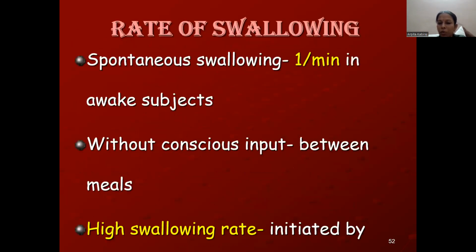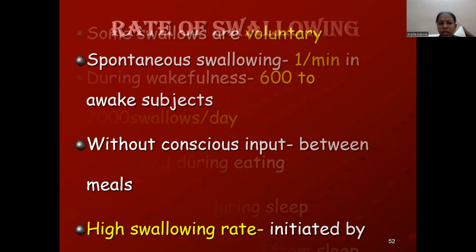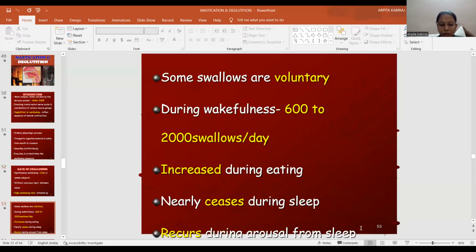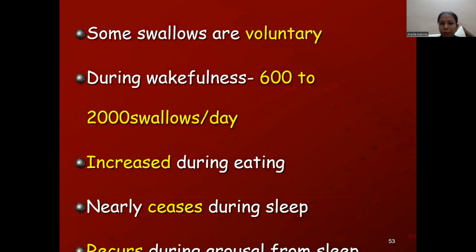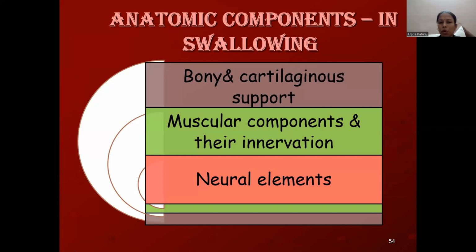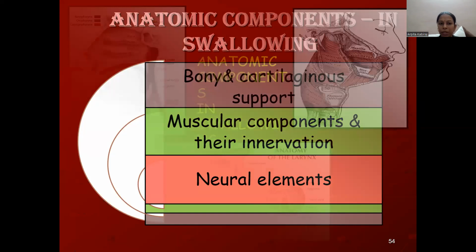The rate of swallowing is approximately 1 per minute in awake subjects without conscious input between meals. Some swallows are voluntary. During wakefulness, 600 to 2000 swallows are done per day, and it increases during eating and nearly ceases during sleep. Now, the anatomical components that help in swallowing or deglutition are bony and cartilaginous support, muscular components, and neural elements.